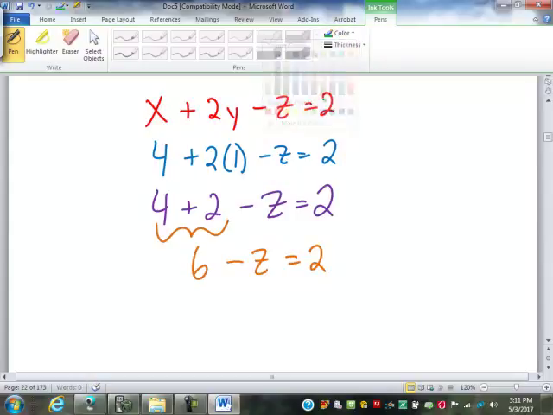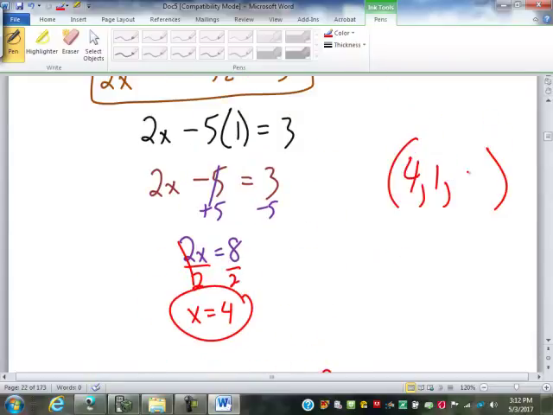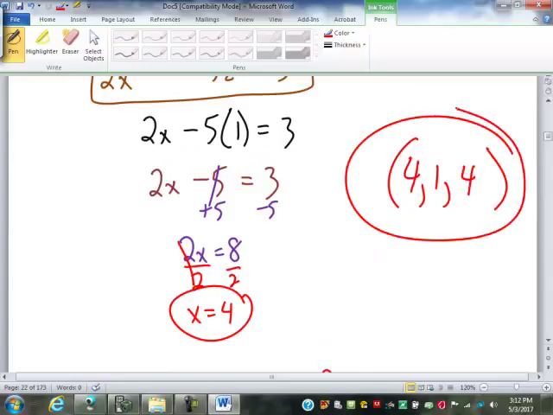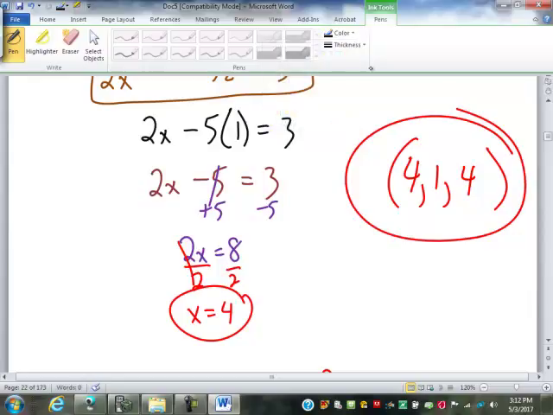What's next? Minus 6. Subtract 6. Very good. So negative z equals negative 4. Then what? Well, we treat that as a negative 1z. So to get z by itself, we have to get rid of the negative 1. We're going to divide by negative 1. Very good. So z equals 4. So x is 4, y is 1, z is 4. 4, 1, 4 is our solution. What do you think? Not so bad?